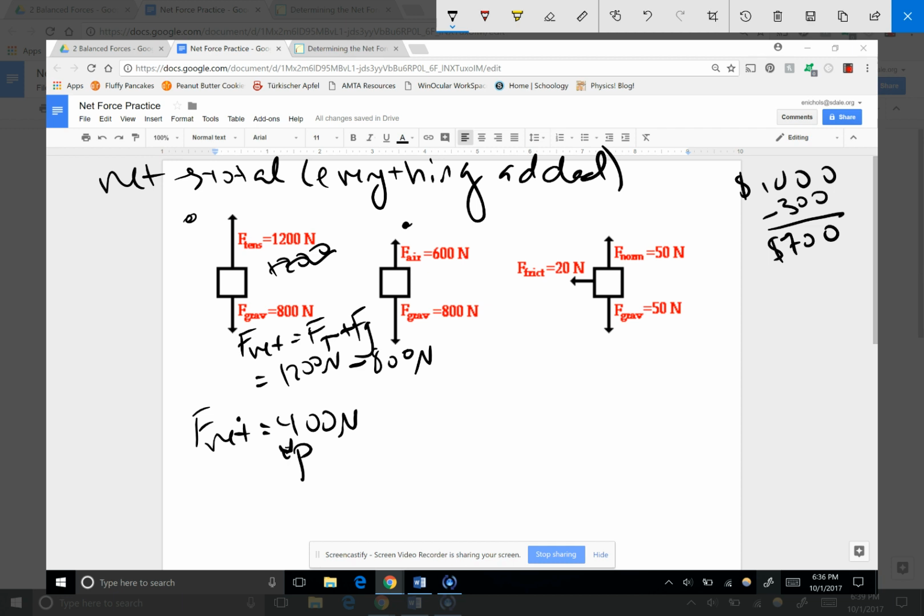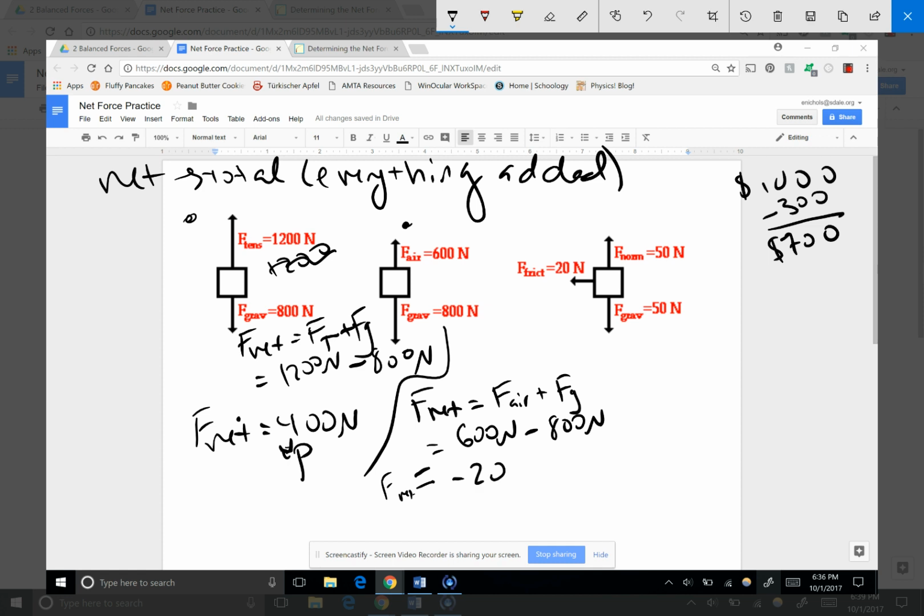Let's just look at the second one. Still just two vectors and they're in the same direction here, up and down, same plane. F net is force of the air plus force of gravity, which is going to equal 600 newtons minus, because it's going down, 800 newtons. So I'm left with F net equals negative 200 newtons, or 200 newtons down. You can put either one.